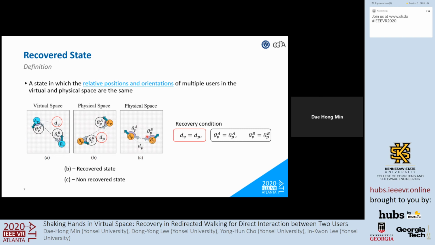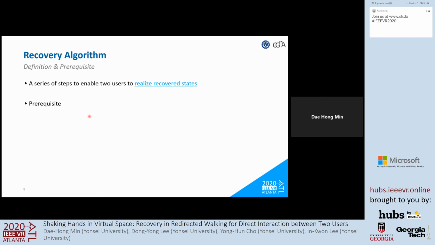The recovery algorithm is a series of steps to enable two users to realize the recovered state. The prerequisite for this algorithm is, firstly, that there are only two users. And second, the two users walk in a straight line toward each other when a recovery signal has been triggered.